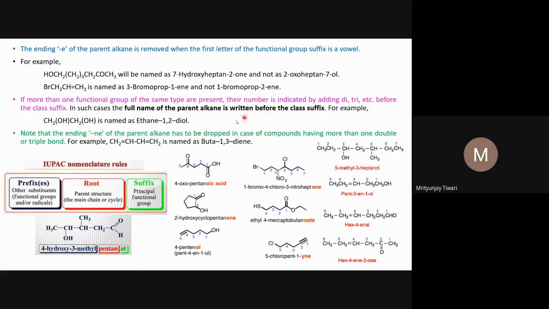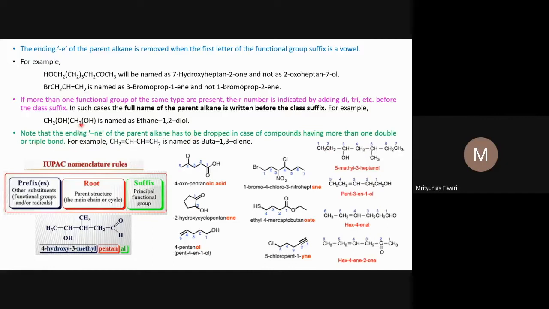So we write the full name of the parent alkane. In this case, the full name of the parent alkane we have written is ethane, and this 1,2-diol. So the full name, E is also intact here. So E is used, the full name ethane, and 1,2-diol, where we have used di for OL.